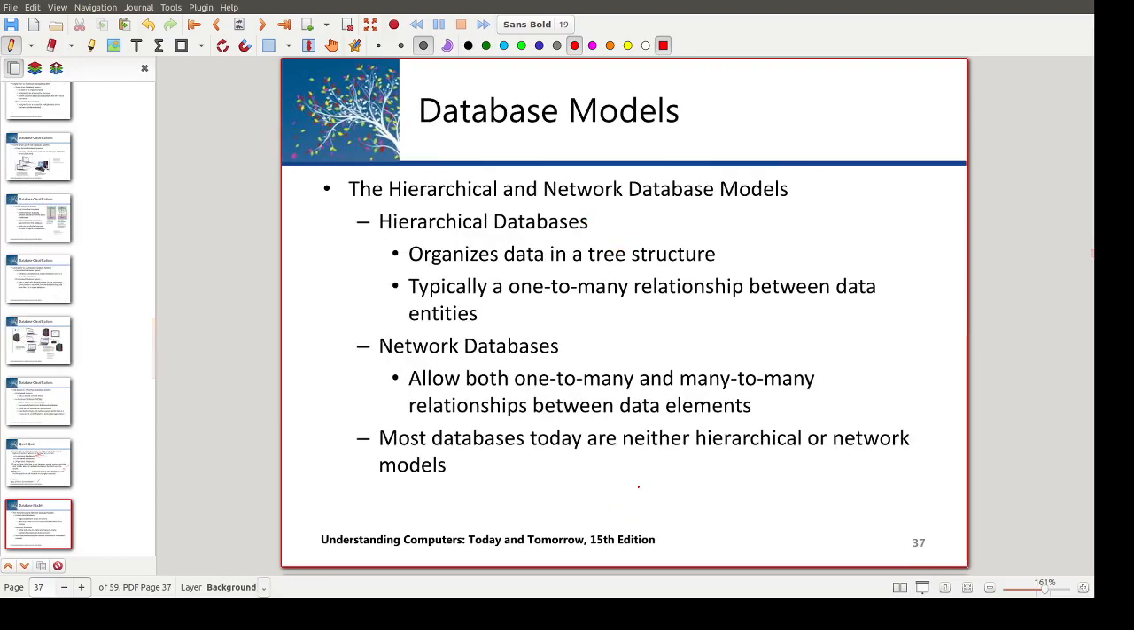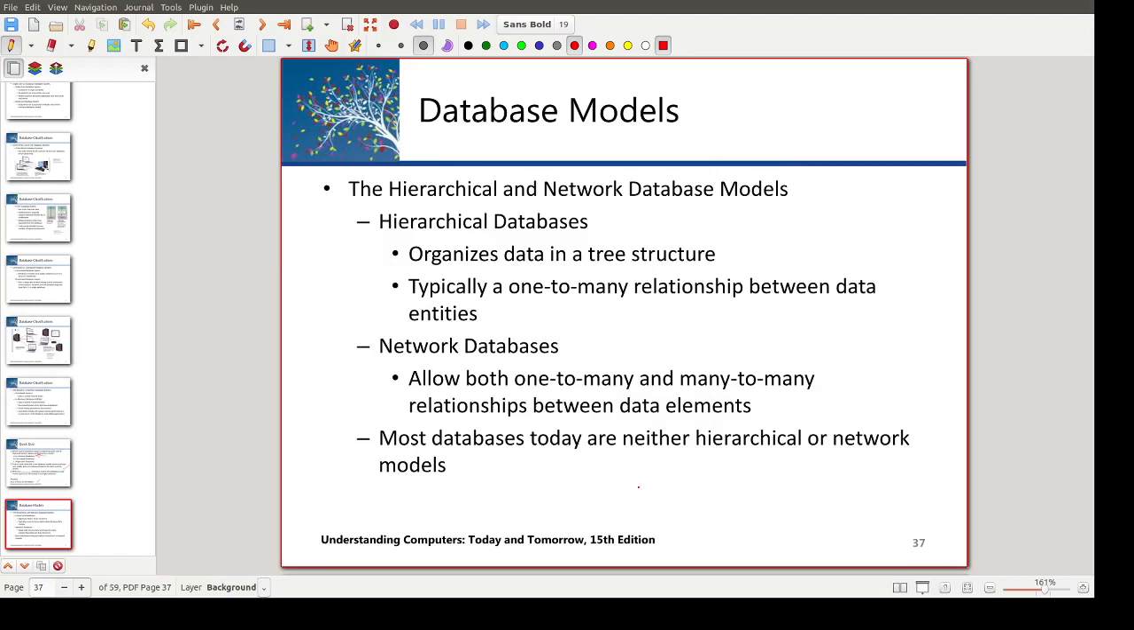So what about the database models? I told you earlier today that we are focusing more on relational databases, but for historical purposes we give this one slide on hierarchical and network database models. Hierarchical databases organize data in a tree structure, exactly like your folder structure. For example, you have a folder, this folder has subfolders, and every subfolder has many files and so on. It is typically a one-to-many relationship between data entities. And the network database allows both one-to-many and many-to-many. That's why it's called network, because the network is connecting everything to everything.